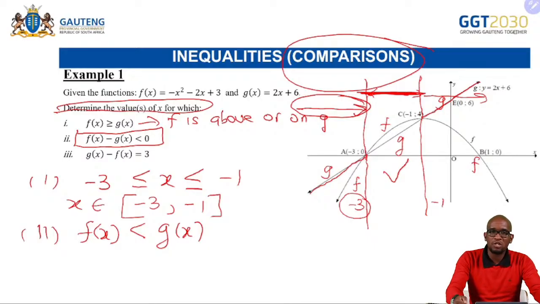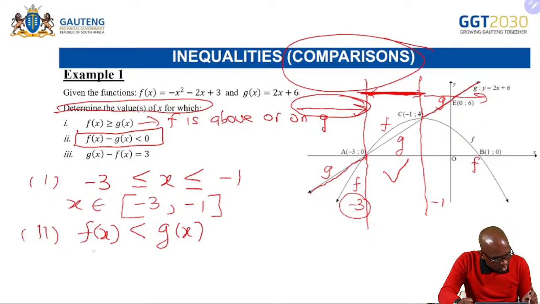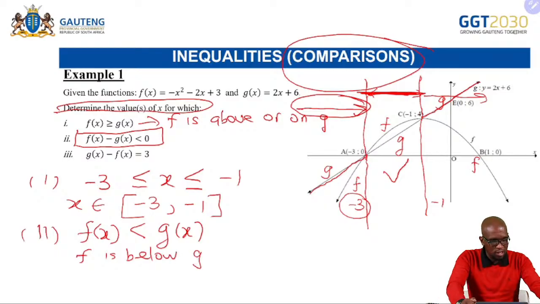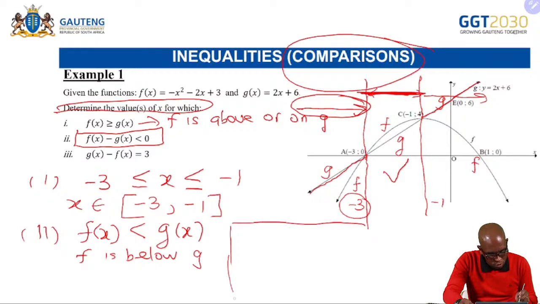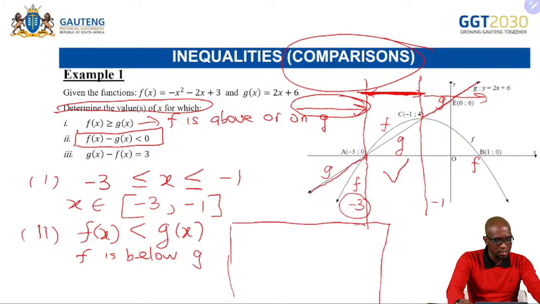We are looking at a region where f is below g. That's what we are looking at. We are looking at a region where f is below g. That's what we are interested in.